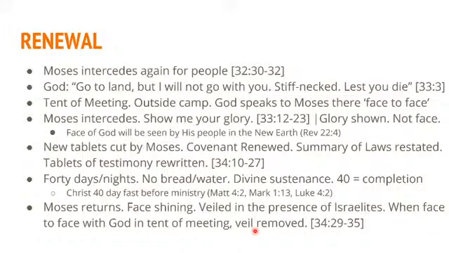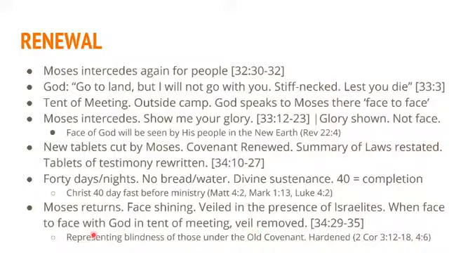Now, there's something very important about that Paul picks up on in the New Testament. And he says that veiling represents the blindness of those who are under the old covenant. He uses this analogy of the veiling that Moses did to refer to people who did not want to release or let go of the old covenant. So in other words, he said that these people are blinded.